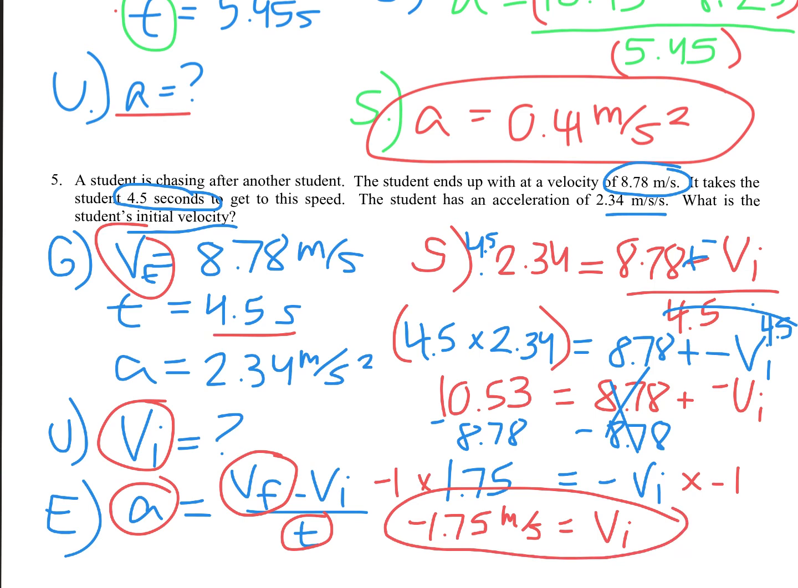Well, what the heck does that mean? Well, it means this object has a velocity, but negative means backwards. So this person is moving backwards. And that can happen when you're getting chased. So this person was moving backwards initially and then started moving forwards in order to catch the person.